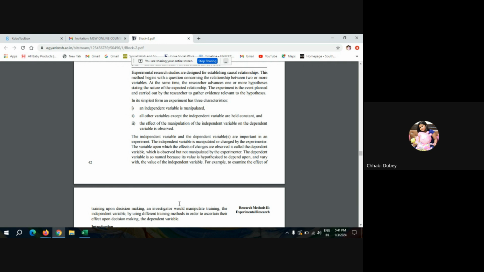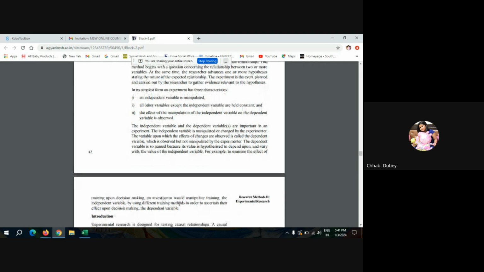Experimental studies, as we know, are designed for establishing causal relationships. They have three characteristics. First of all, there has to be an independent variable. Second, all other variables except the independent variable are held constant. And finally, the effect of the manipulation of the independent variable on the dependent variable is observed.